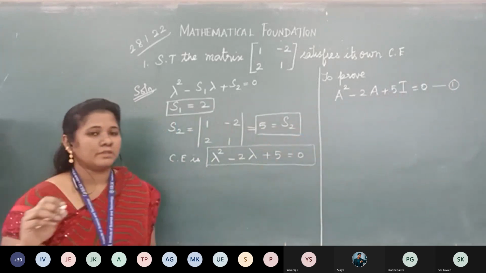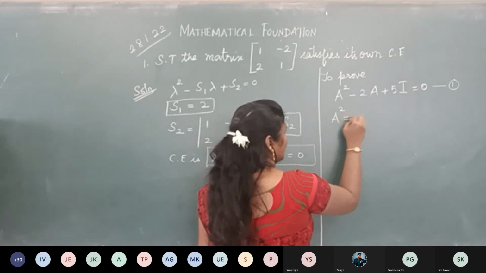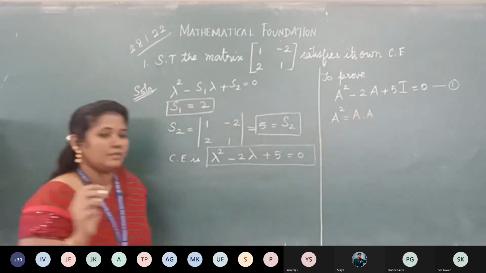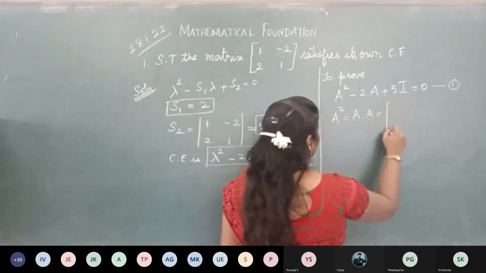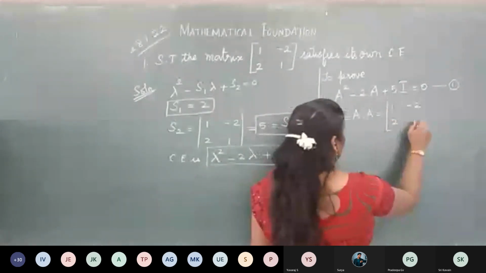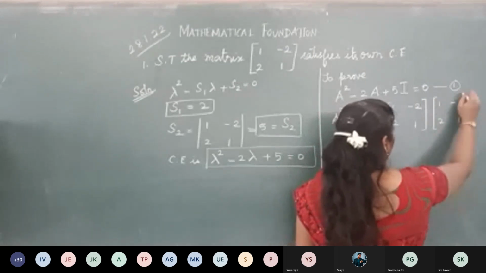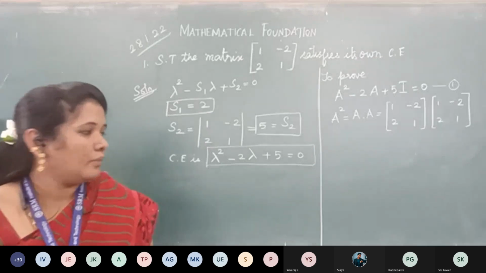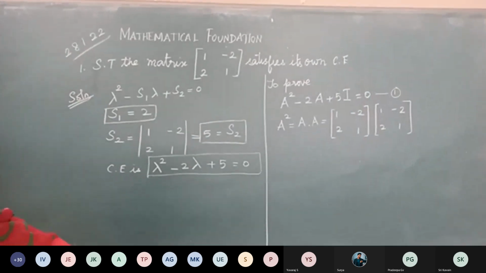Now from here, first we will find out what A square is. A square is nothing but A dot A. You have to multiply the given matrix 2 times. So that will be 1 minus 2, 2, 1 into 1 minus 2, 2, 1. That is your A dot A. When you multiply A dot A, tell me what you get.